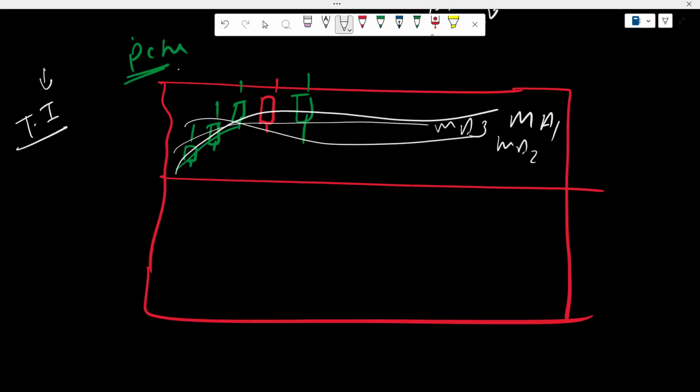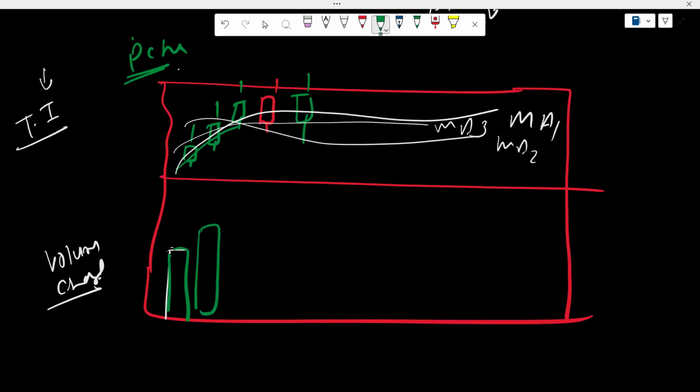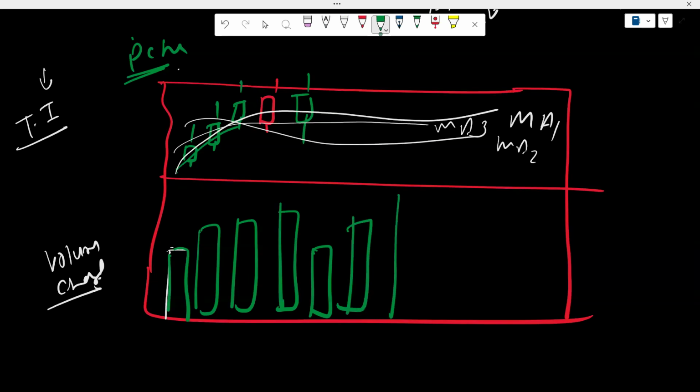Put price chart, moving average, and below this your volume chart will appear. Volume chart is a bar chart, so let me draw the bar chart also. Here you will see the volume data. These are the bars only. Like this you will see the volume is just for confirmation, so that you don't get trapped in the market.